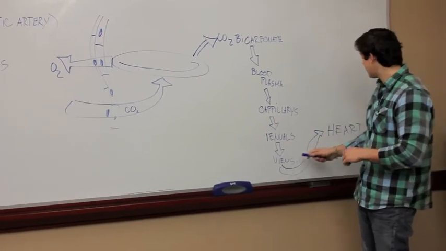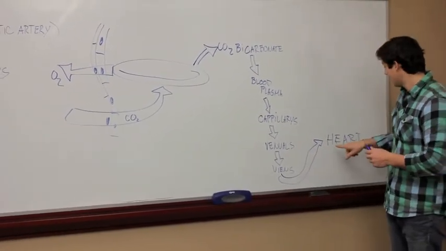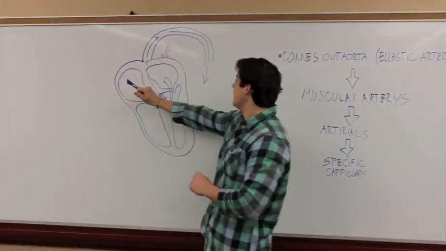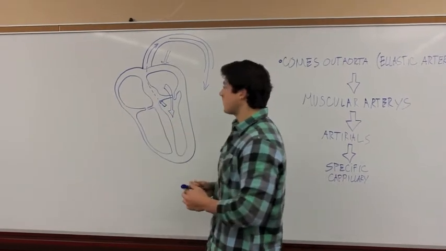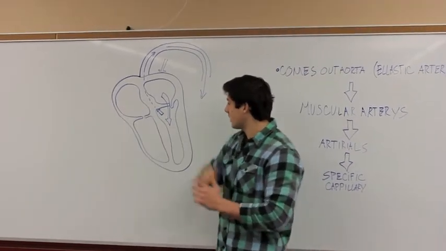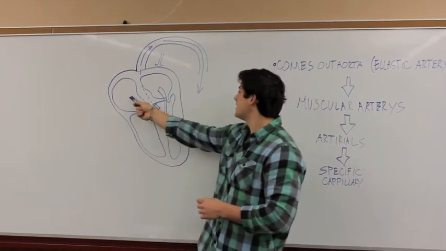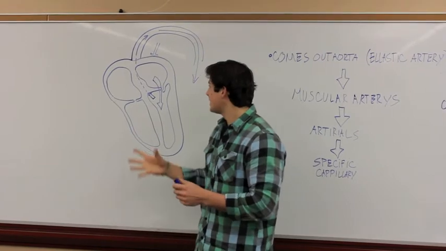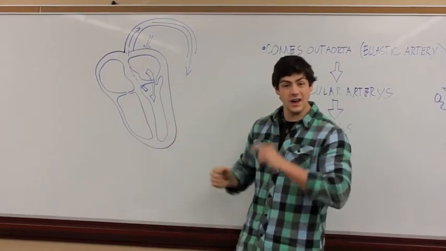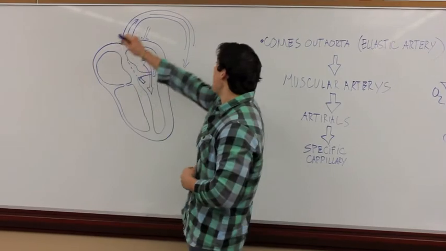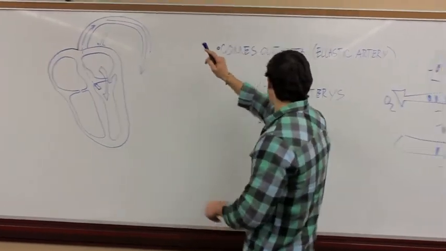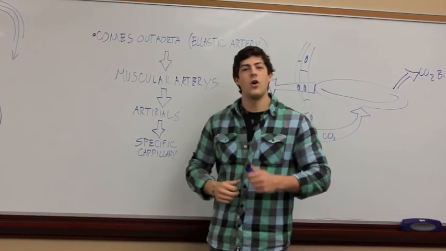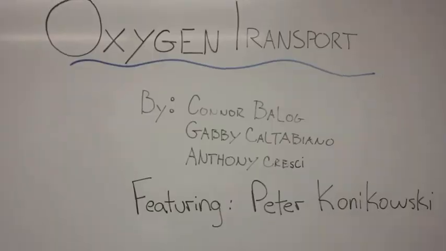At this point, it will come back to the heart. It will go into the right atrium, and then, Pete, it will be pushed by systole through the tricuspid valve into the right ventricle. At this point, the heart will push that now deoxygenated blood out of the heart, through the pulmonary trunk, down to the pulmonary arterioles, then into the specific capillaries, where the whole cycle can start once again.